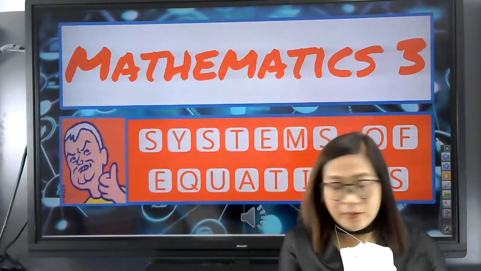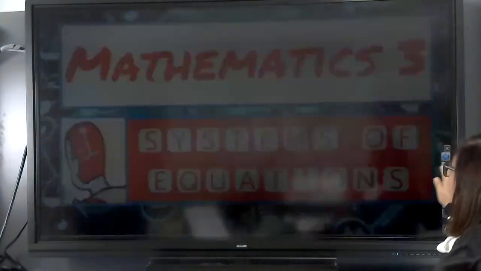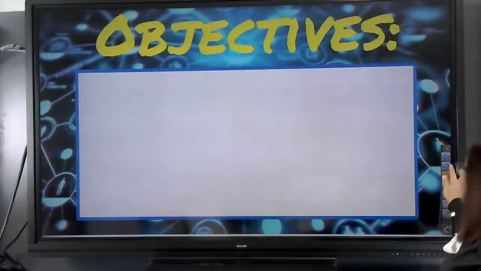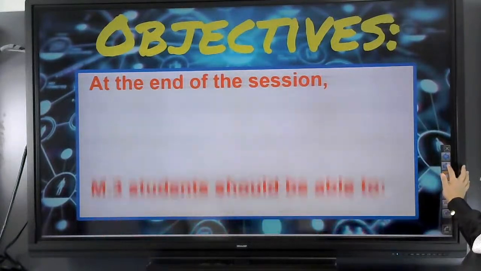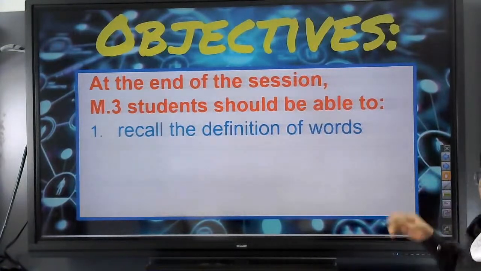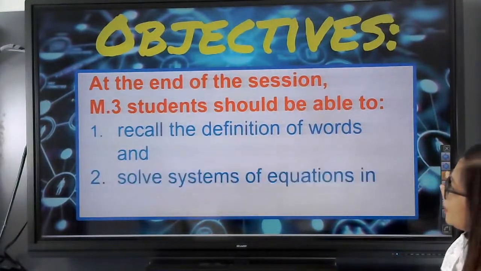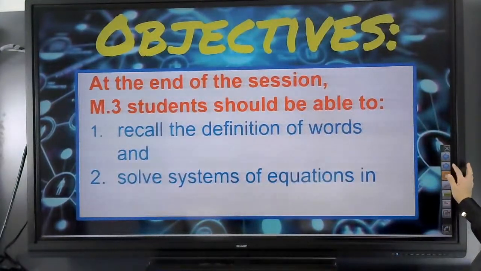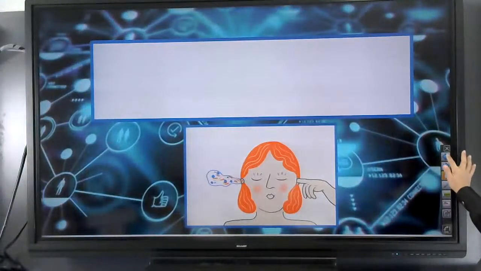Okay, we will start our lesson for today. Let's have the objectives for today. At the end of the session, all M3 students should be able to recall the definition of some words that we already studied, and solve systems of equations in 3 variables using Cramer's rule. So these are the 2 objectives for this session. Let's move on to the next.